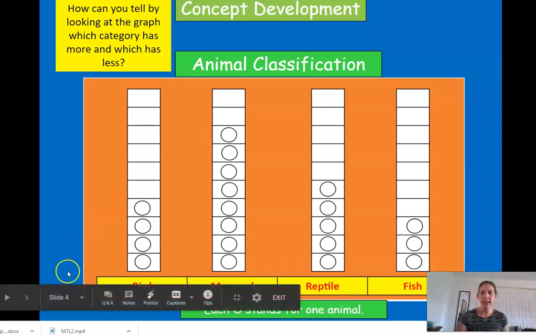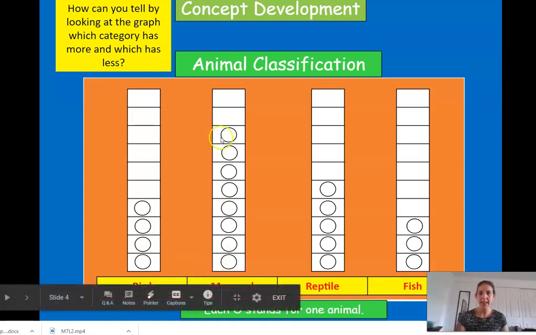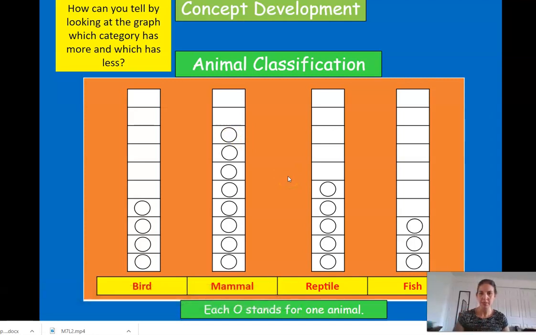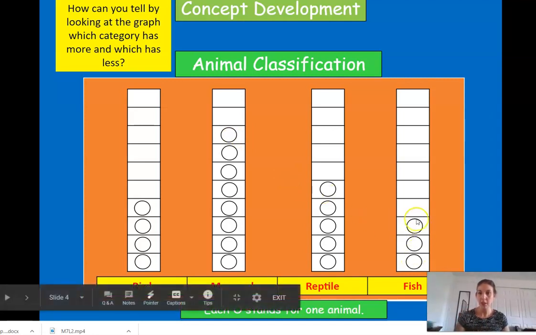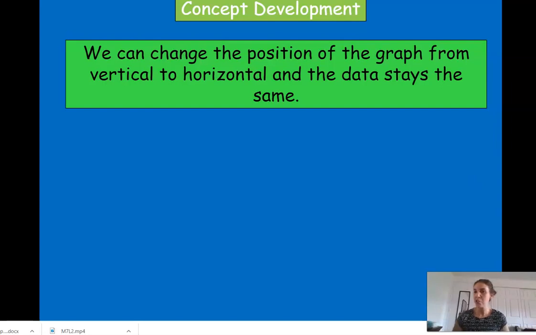And when you look at this graph, how can you tell which one has more? Let's see, it goes up the highest, right? And how can you tell which one has the least amount? The one that has the lowest number, shorter. So we can change the position of the graph from vertical to horizontal, and the data stays the same. The numbers don't change. We're just showing it in different ways.